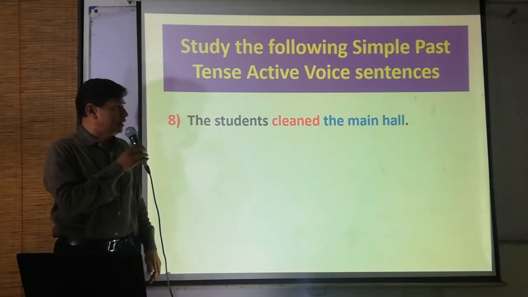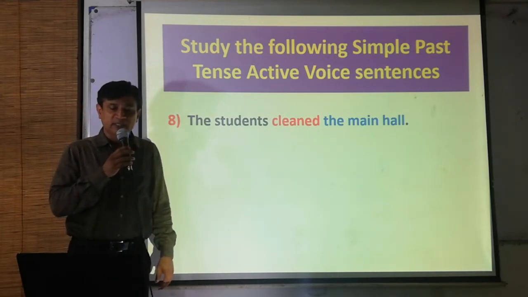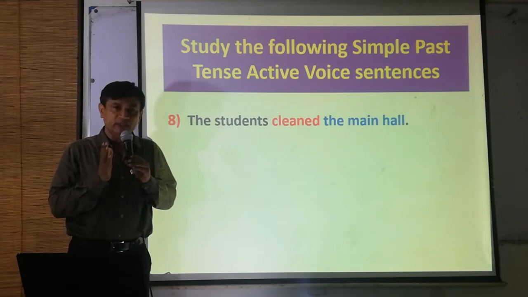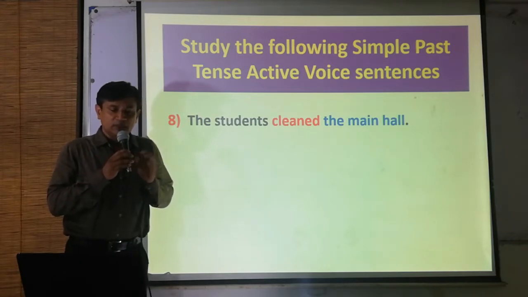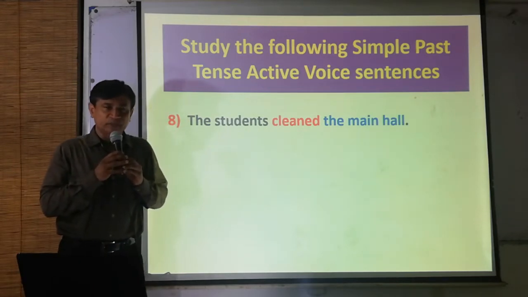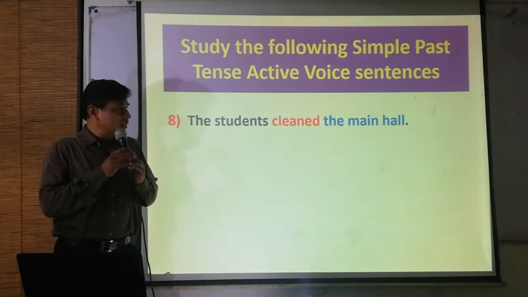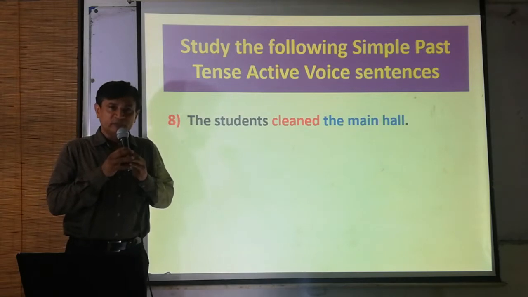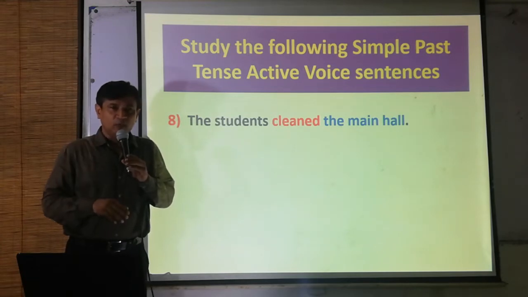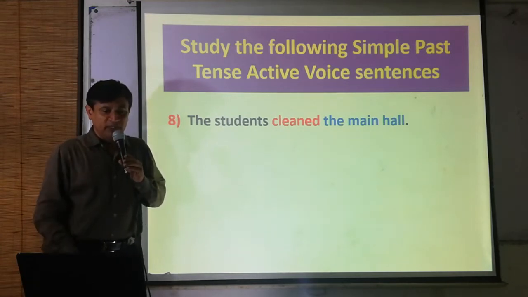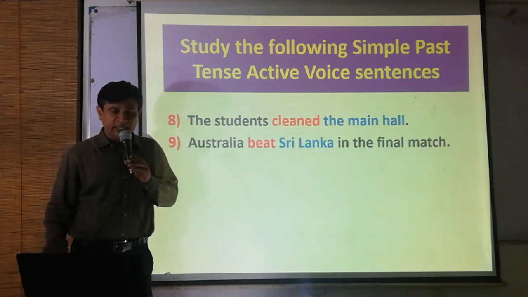The students cleaned the main hall. This is number 8. The students cleaned the main hall. In this one also, the students is the subject. Cleaned is the verb, in the past form. The main hall is the object. The students cleaned the main hall. This sentence is also built in the subject, verb, object formation. These are active voice sentences. Now look at the next one, number 9.